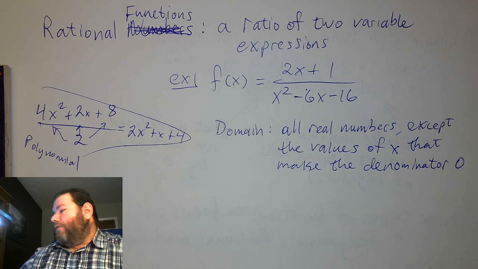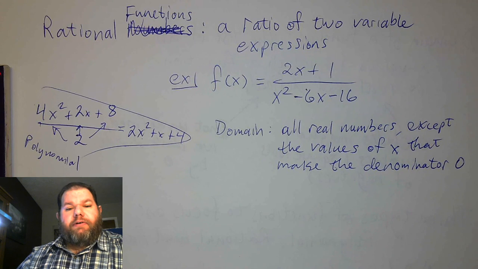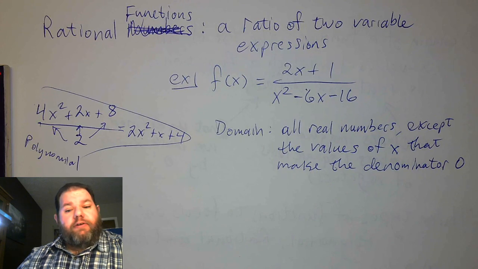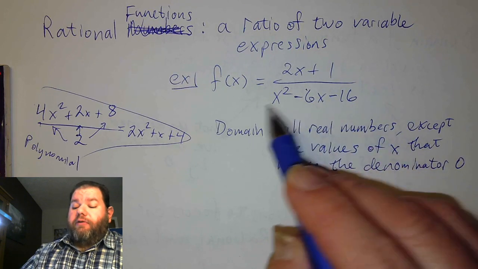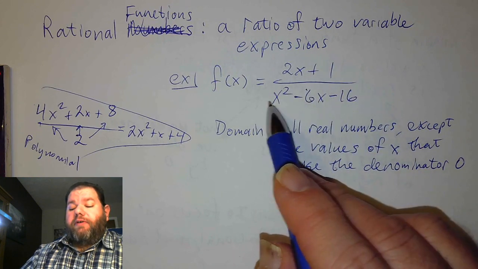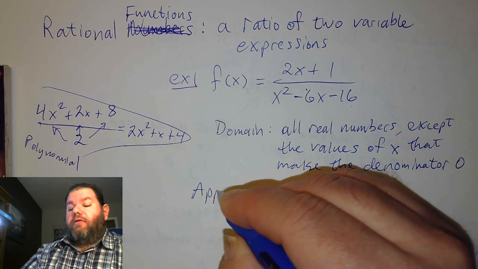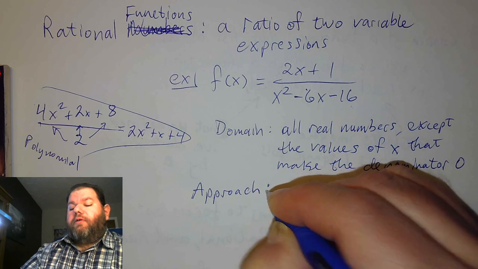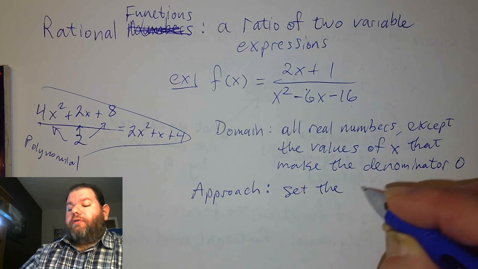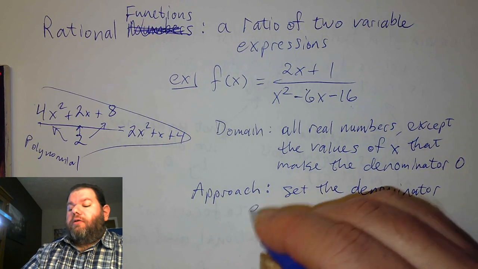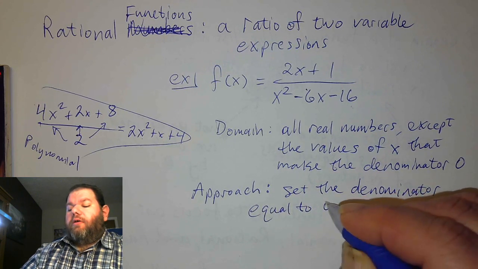Because if the denominator has a value of 0, then we're dividing by 0, and this would be a numerator divided by 0, which makes it undefined. So if we're trying to find the domain of a function, such as this one right here, we would take whatever's in the denominator, set it equal to 0, and solve for x. So our approach is to set the denominator equal to 0, and then solve for x.